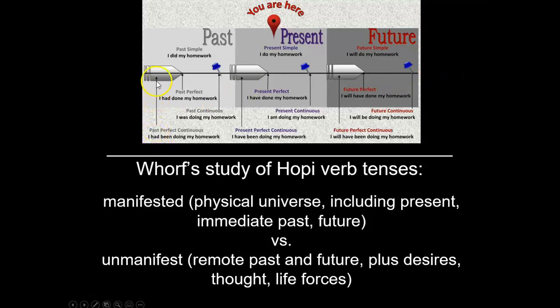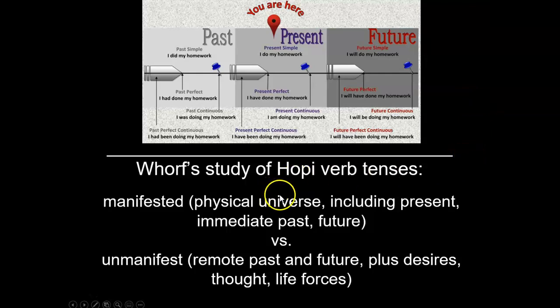So the past perfect, I had been doing my homework. Past, I had done it. Past, I was doing it. Getting closer to the present now, I have been doing it. I have done it. I'm doing it. I will do it. I will have done it, right? This is a model of time, and it is also a system for organizing verb tenses.